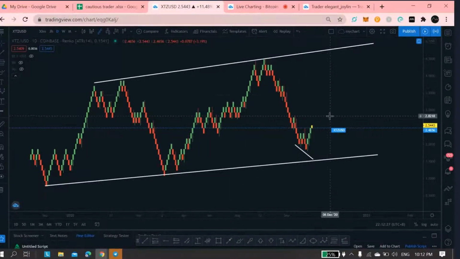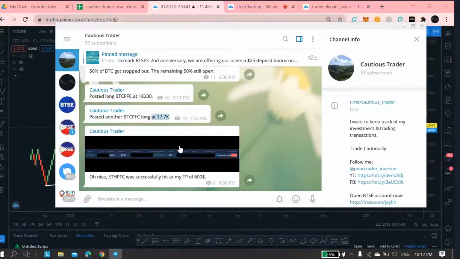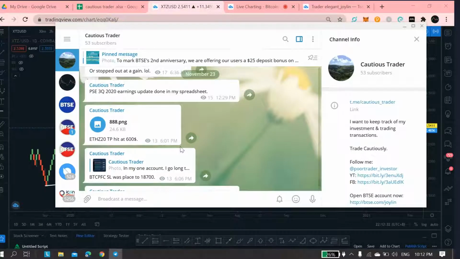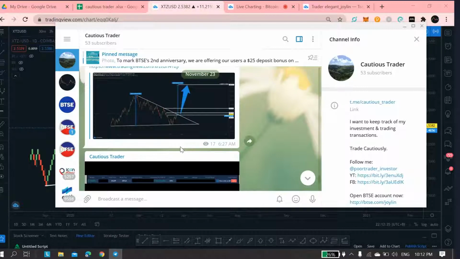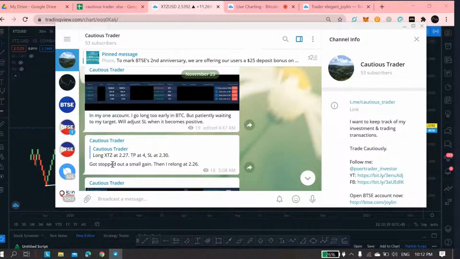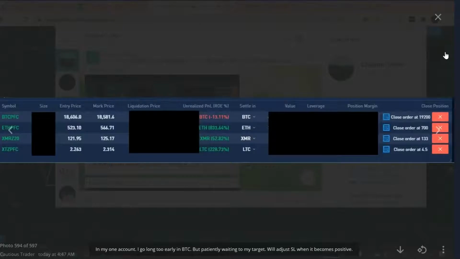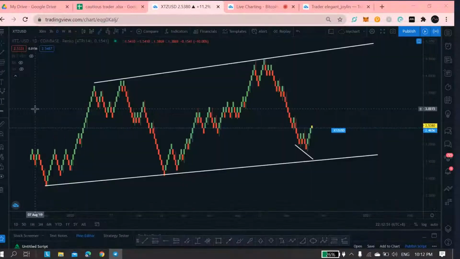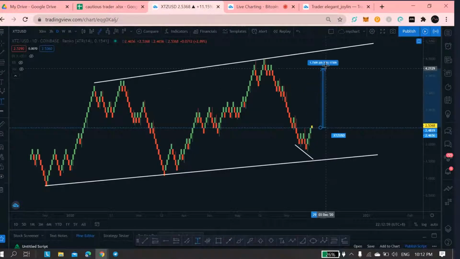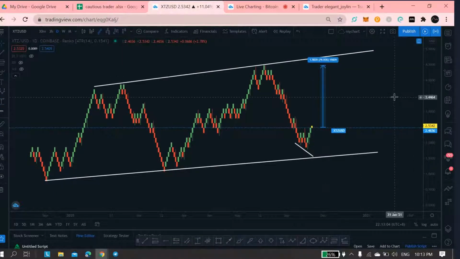So after it, I got stopped out. Wait, let me just show you what I did. Where is that XTC? There. I got stopped out at a small gain. And then I re-longed at 2.26. So which you can see here, $2.26 with the target area of 4.5, which is around this area. So I think that's a very, very long target. But yeah, let's see.